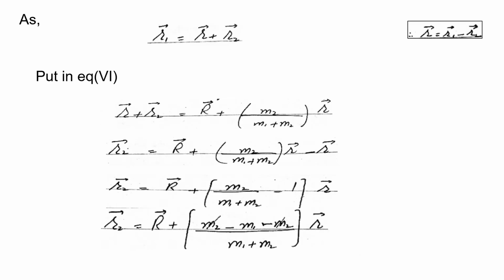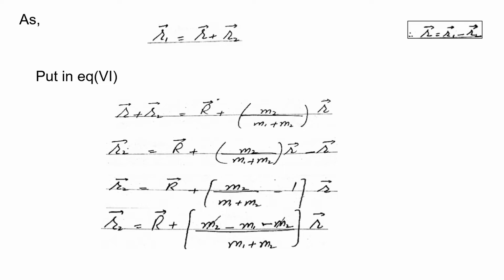You know that r is equal to r1 minus r2. From here we can get the equation for r1: r1 = r + r2. Substitute that value in the previous equation, we get r + r2 = R + m2/(m1 + m2) r. So r2 = R + m2/(m1 + m2) r - r. Taking the r from the left hand side to the right hand side with the negative sign, the remaining term is r2 = R + m2/(m1 + m2) r - r.